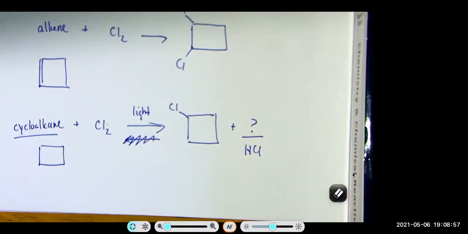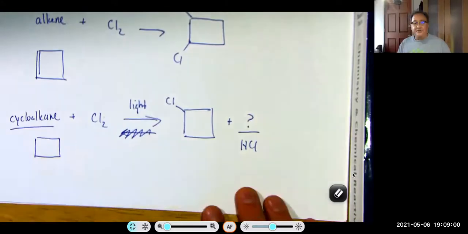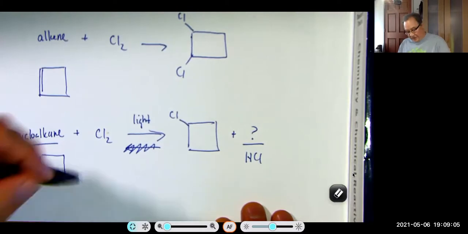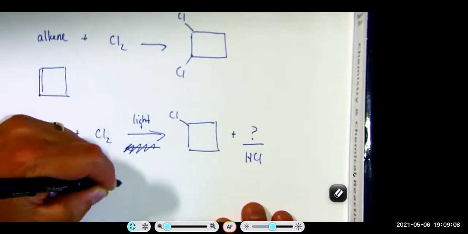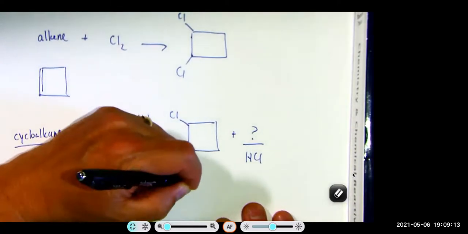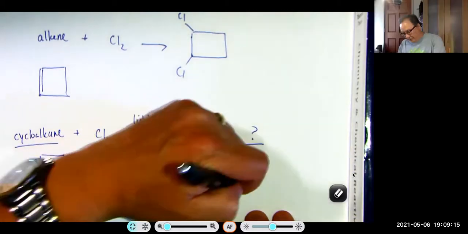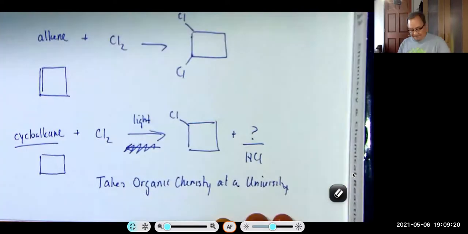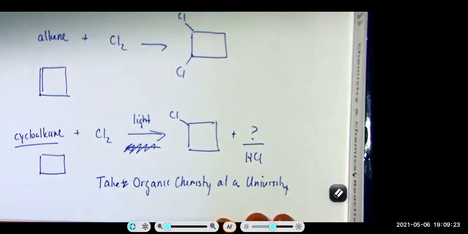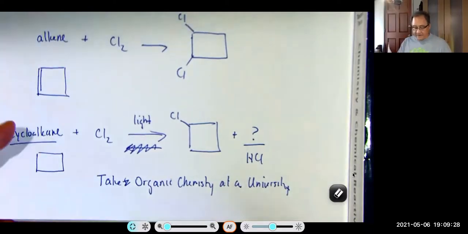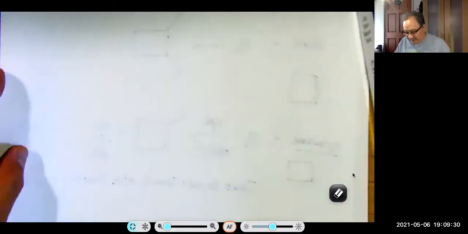Okay. If you want to know how to go backwards, what do you have to do? You have to remove a chlorine. You take organic chemistry at a university. That's what you do. Yeah, I'm okay with what we're doing now. It is enough, but I got to tell you, there is something about organic chemistry that is, once you get into it, really cool.